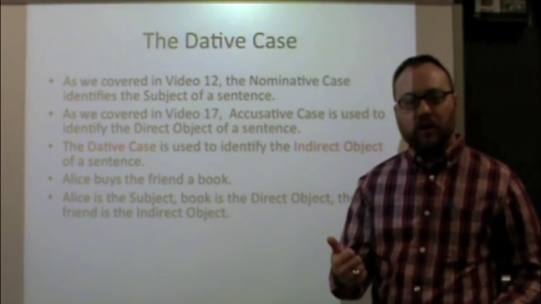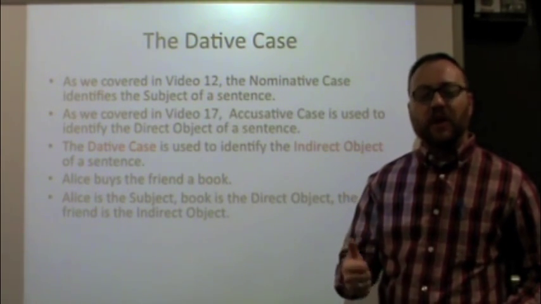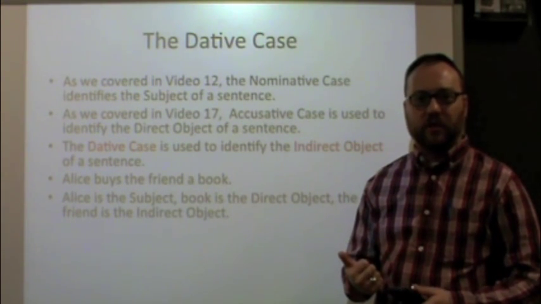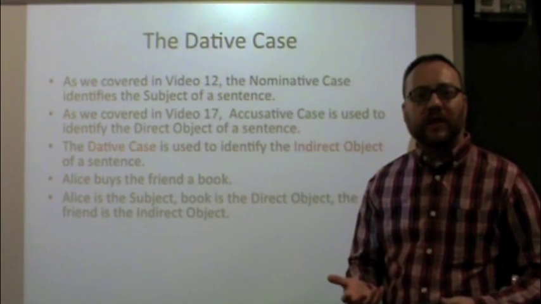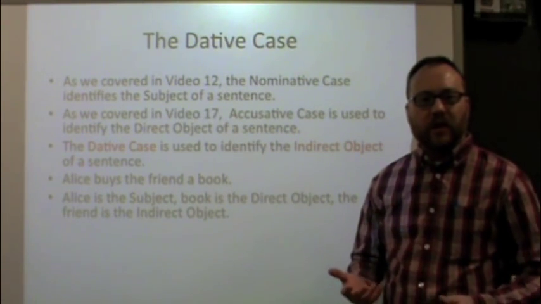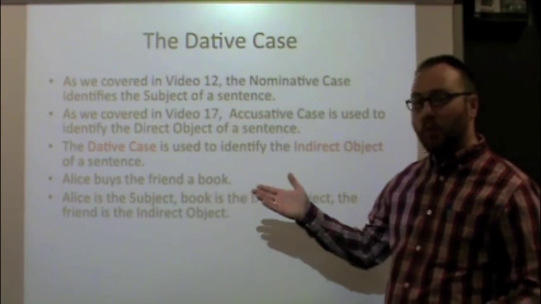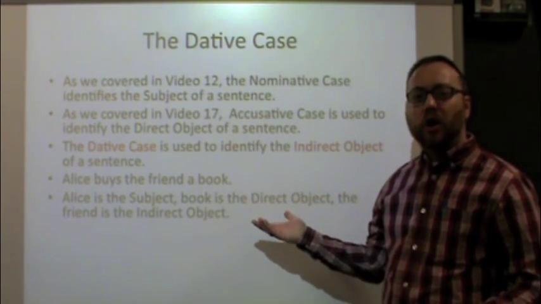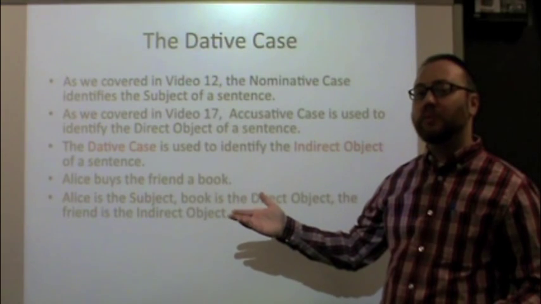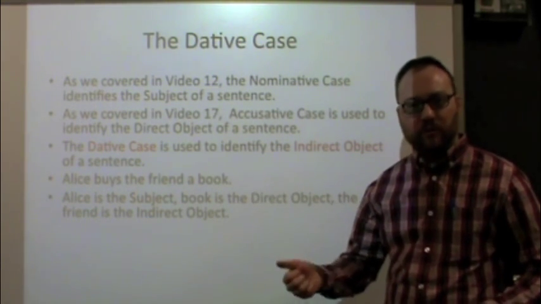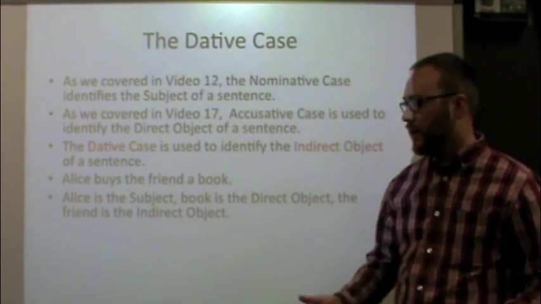So subject is what is doing the verb. Direct object is what is receiving the action of the verb. And normally we can say that the indirect object is receiving something from the direct object. Alice buys, what is she buying? She's buying a book. To whom or for whom is she buying it? The friend. Okay. That's the difference between subject, direct object, and indirect object.